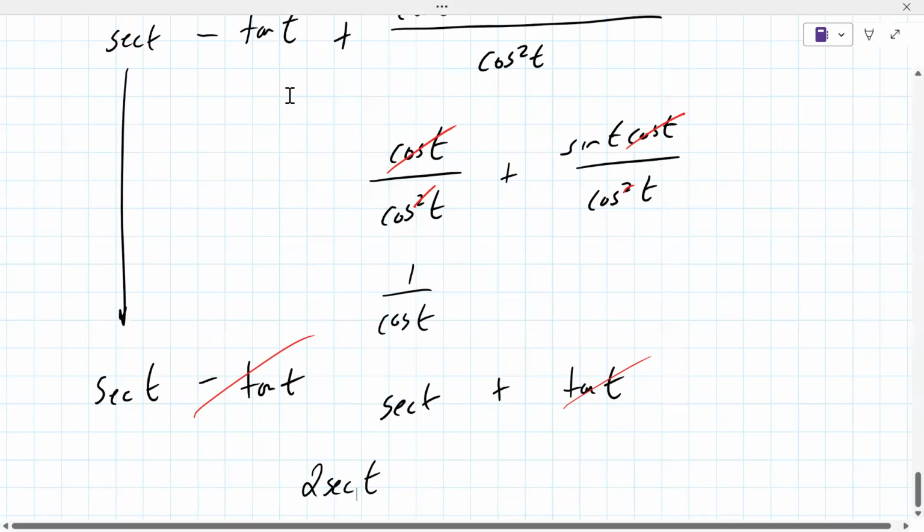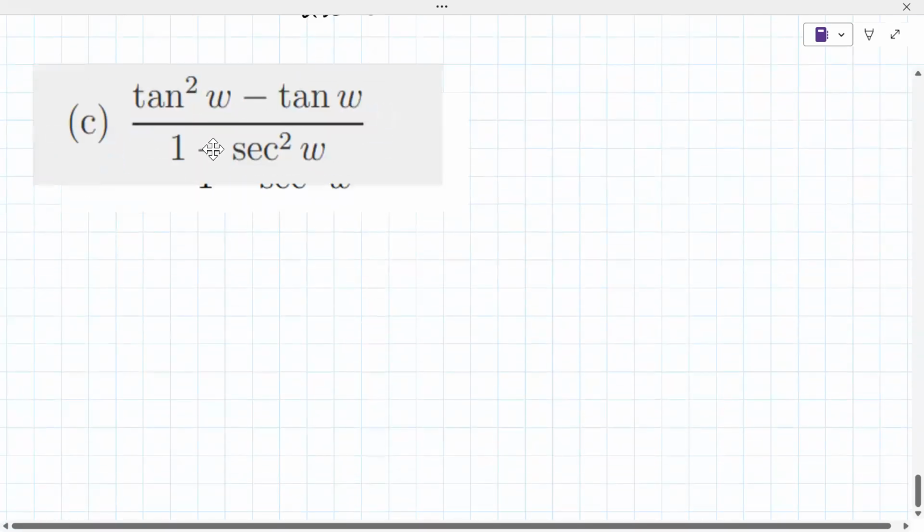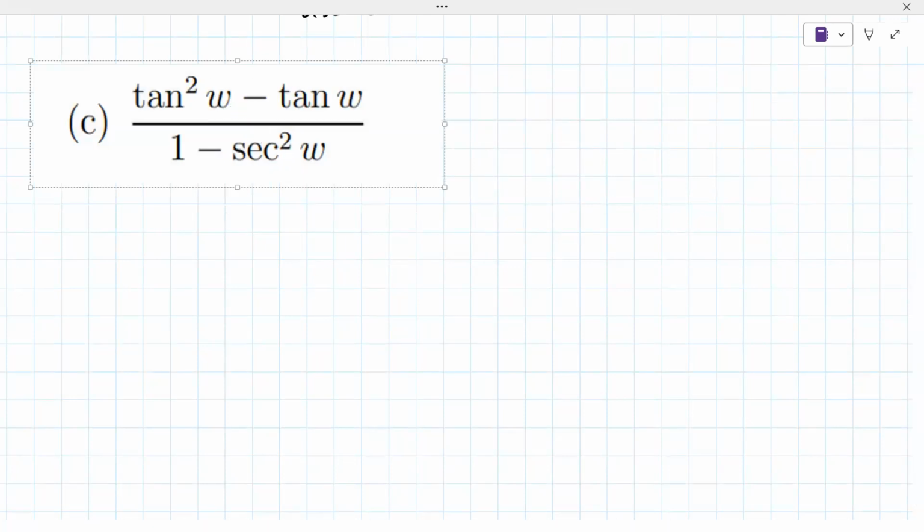We should probably do C. Whenever you see squareds, that should really resonate with you. It's Pythagorean identity. There's 3 of them. I'm going to snip them in. We've talked at length about the one.